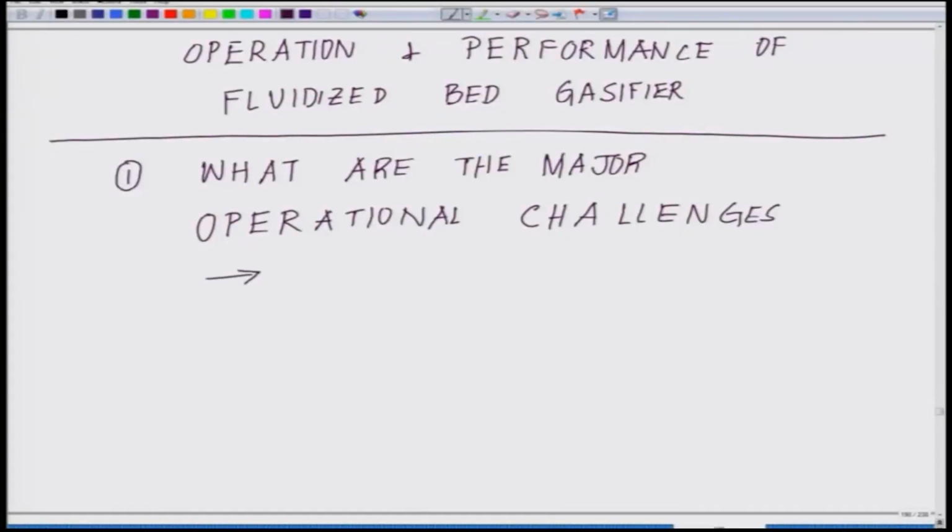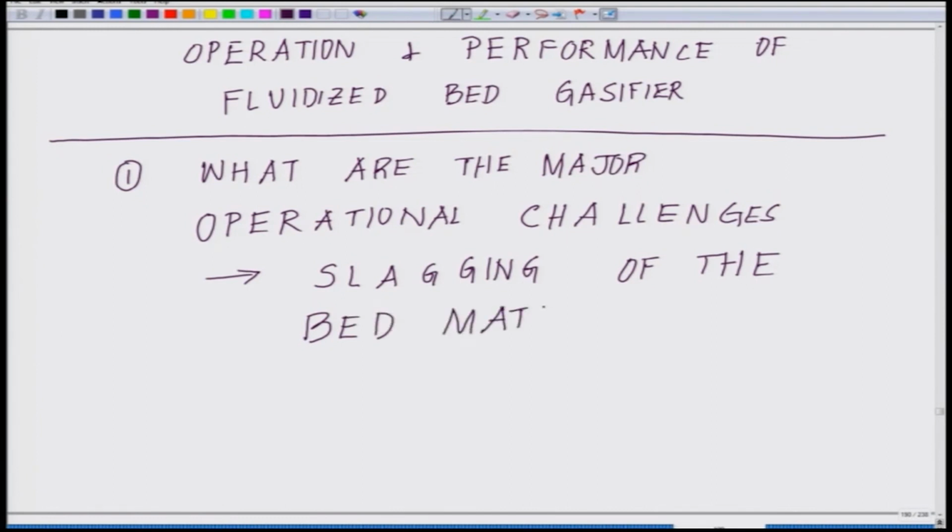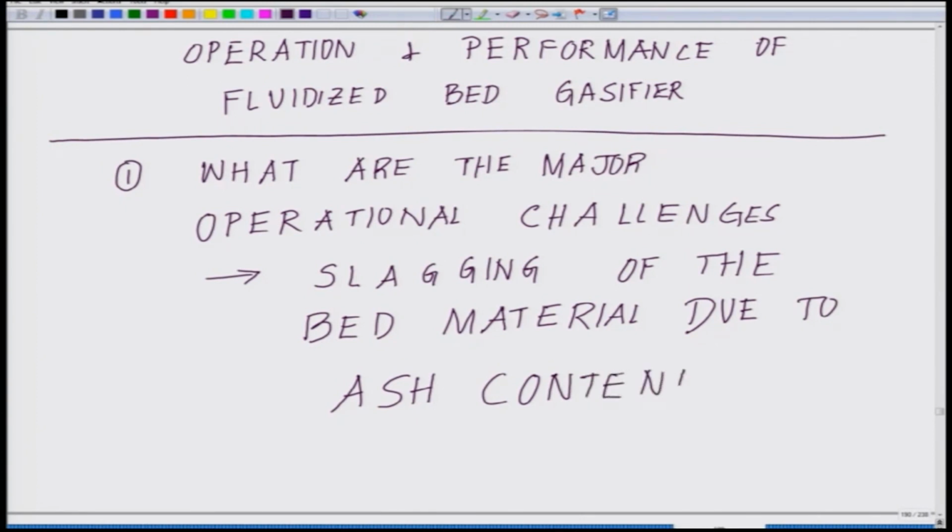In terms of the major operational challenges, the first one is slagging. Slagging of the bed material due to ash content of the biomass. So, the higher the ash, the more slagging.